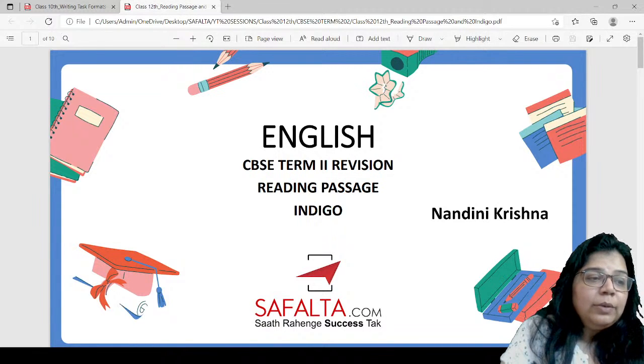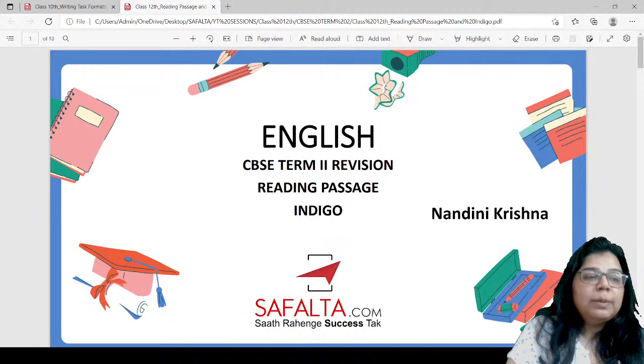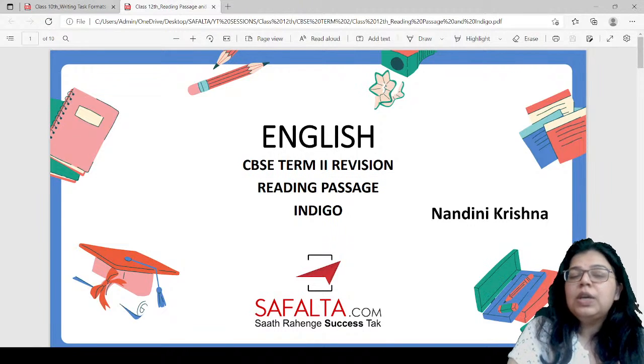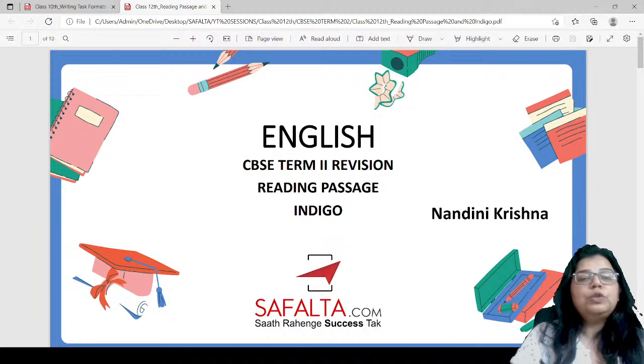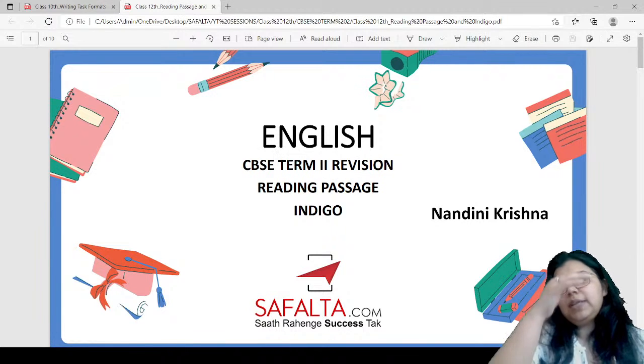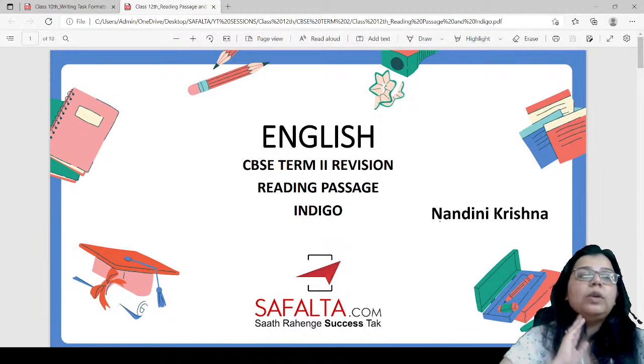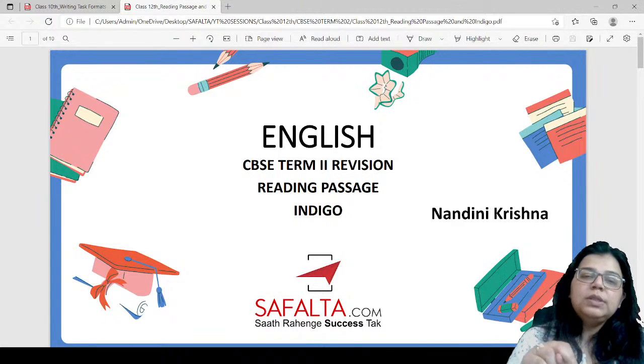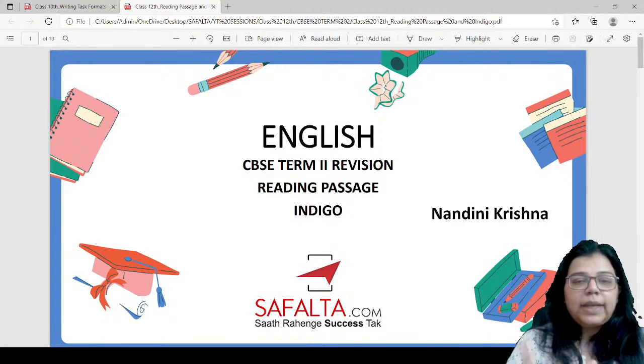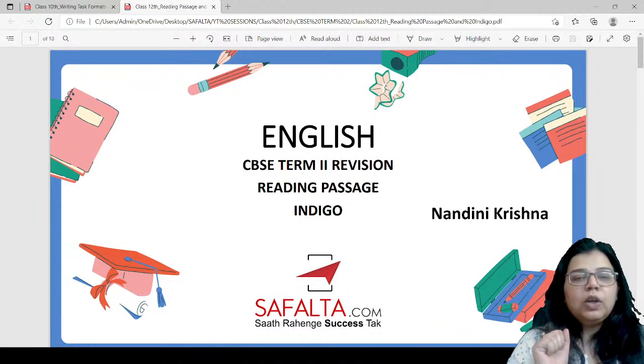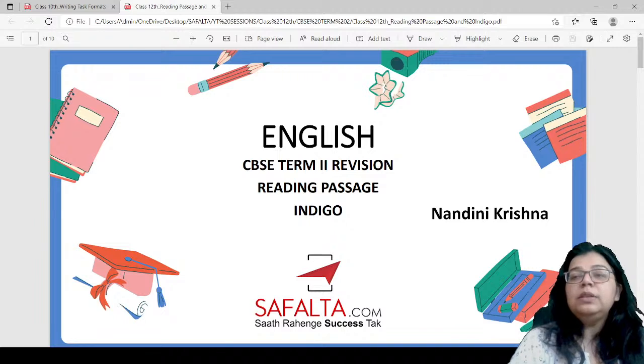So like I said, we are going to be doing some effective strategies for the reading passage, and we're also going to look at some important aspects of this chapter called Indigo. You have only two chapters in your main textbook course, that is Indigo and The Rat Trap, and today we are going to be having a look at Indigo. So let's start with the reading passage.